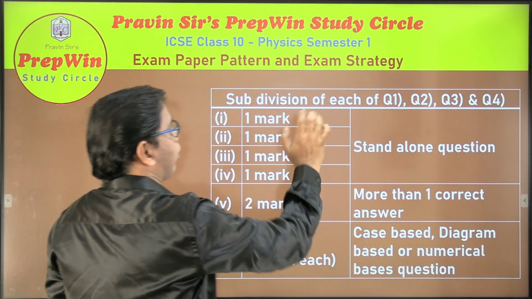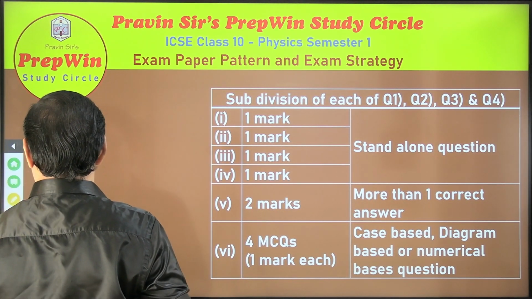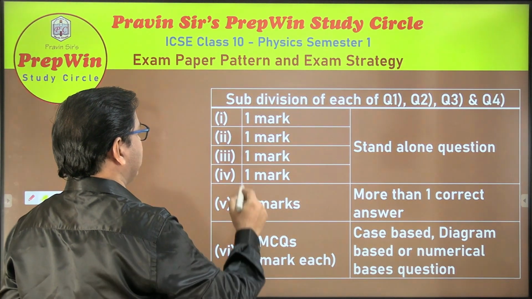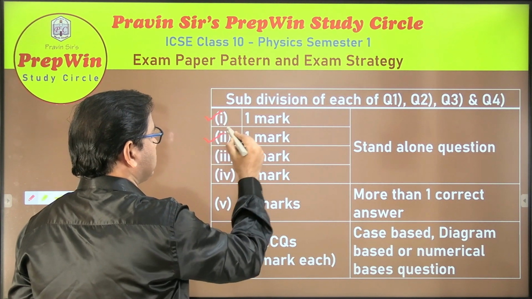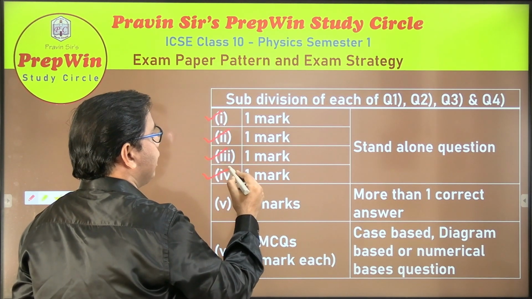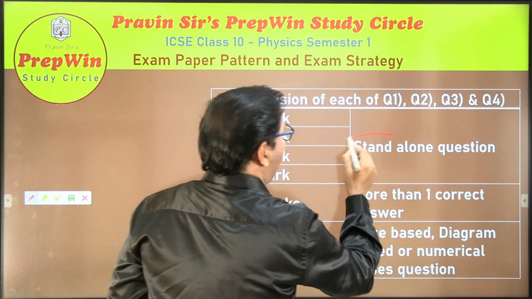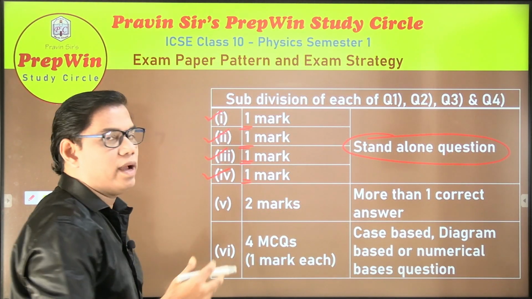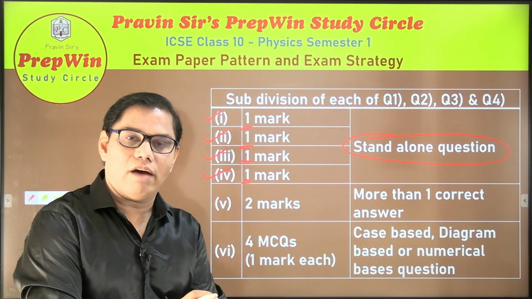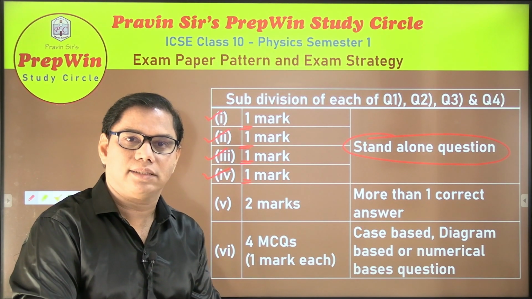Now subdivision of each question. As I told you, we have first 4 questions, that is question number 1, question number 2, question number 3 and question number 4, 1 mark each. They are stand-alone questions. Now what do we mean by stand-alone question? So you have a question and you have an answer.